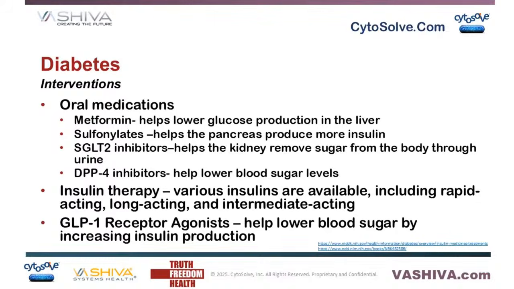Another critical intervention is insulin therapy, which involves administering insulin in different forms, rapid-acting, long-acting, and intermediate-acting, to manage blood sugar levels effectively, particularly in those who cannot produce enough insulin on their own, and also GLP-1 receptor agonists, which work by enhancing insulin secretion and thus help lower blood sugar. Together, these treatment options are tailored to individual needs to maintain optimal blood glucose control.